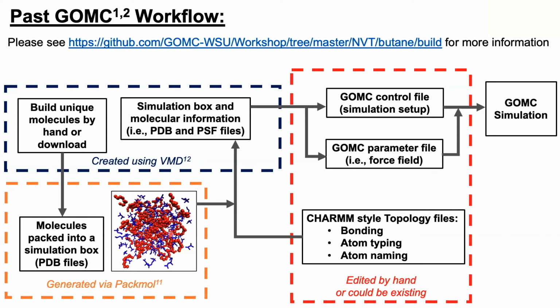And then you take this, so you basically just have the coordinates or the PDB file here. And then you have to get or generate by hand a CHARMM topology file, which contains the bonding information, the atom typing, the atom names, which are all important in the CHARMM style topology. So you use this file, which could be existing, you might be able to find a copy, or you have to edit it by hand.